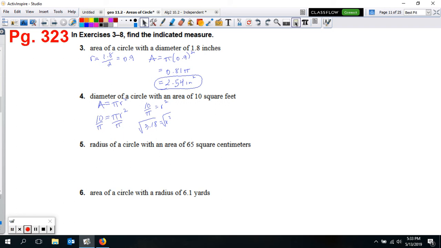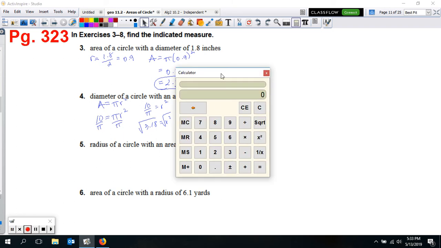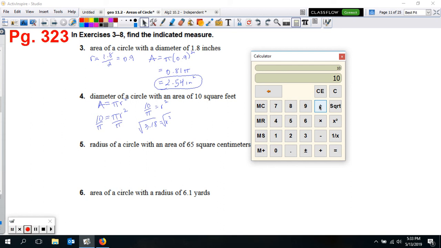So let's do that on the calculator over here real quick just to see that. So I did 10 divided by 3.14. And it equals that 3.18 number. And then we just want to hit the square root sign of that. So the square root now is 1.78.